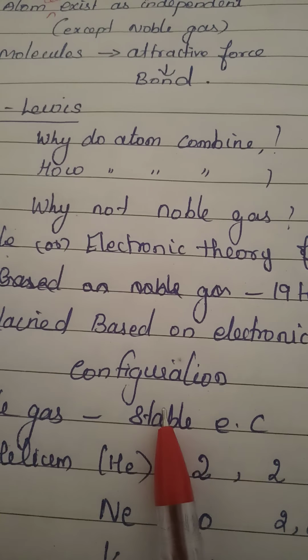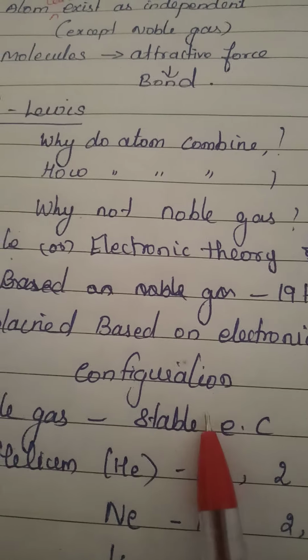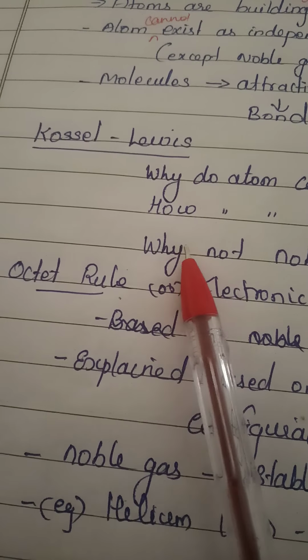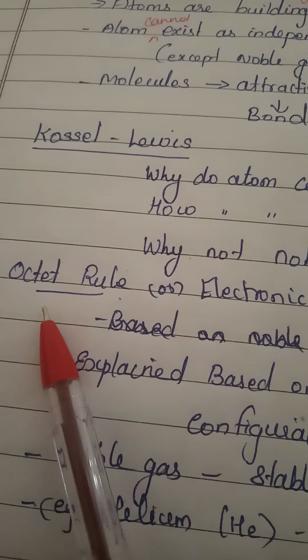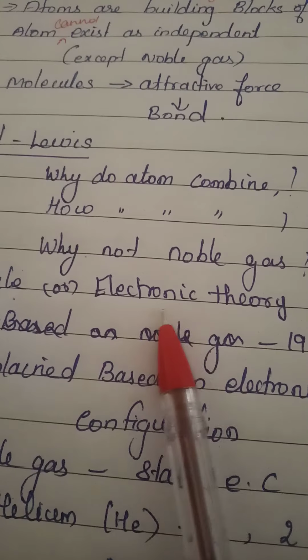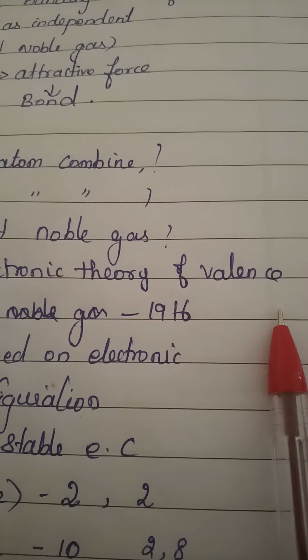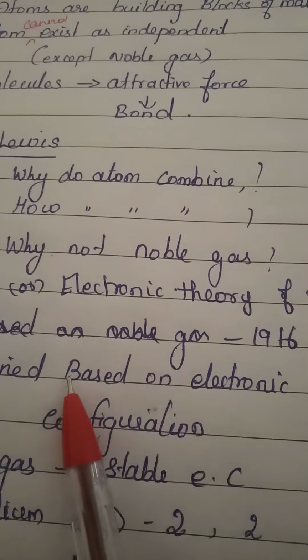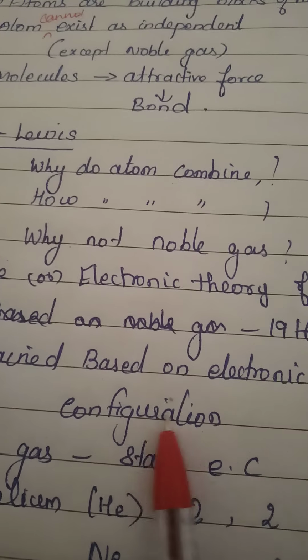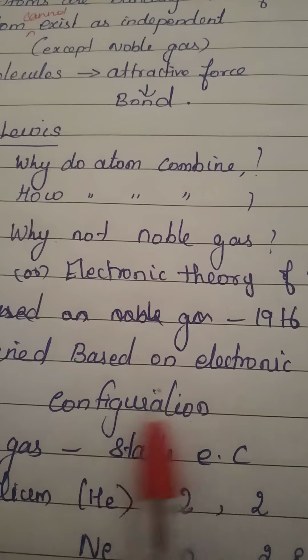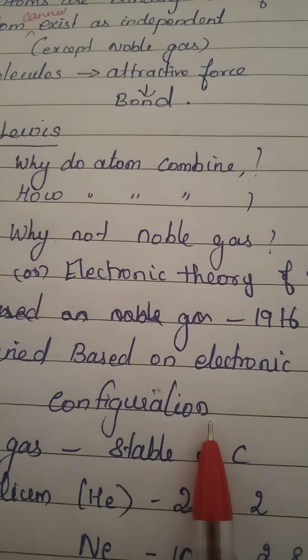Okay, students, we have 3 reasons why atoms have to combine. For these 3 reasons, we are going to see the explanation given by the scientists Kozal and Lewis. He formulated a theory called the octet rule, or it can also be called the electronic theory of valency, in the year 1916. This theory is based on the electronic configuration.